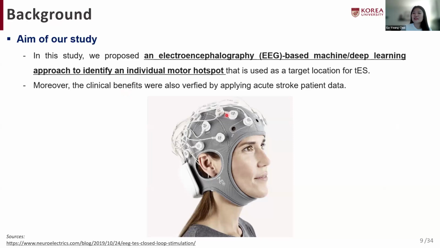Therefore, considering that TES and EEG integrated equipment has already been commercialized, our research team has proposed an automated motor hotspot identification algorithm using EEG data that can be measured relatively simply without requiring expertise. Moreover, we validated the clinical feasibility by applying our novel motor hotspot identification method to EEG from actual stroke patients, considering the distinguishable differences in EEG patterns between stroke patients and healthy controls.